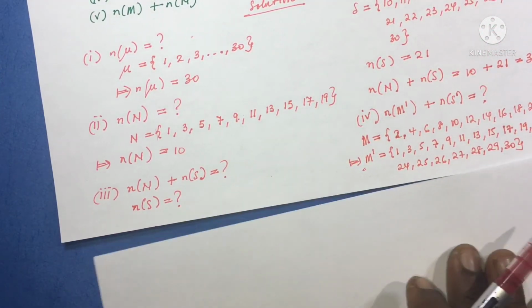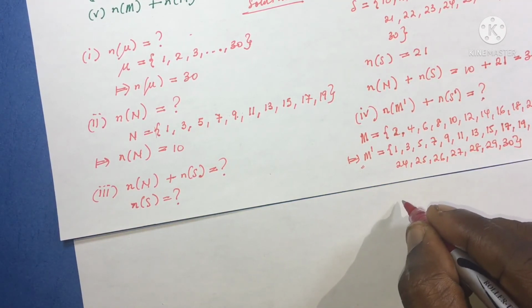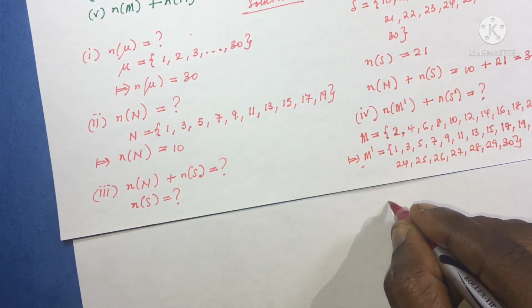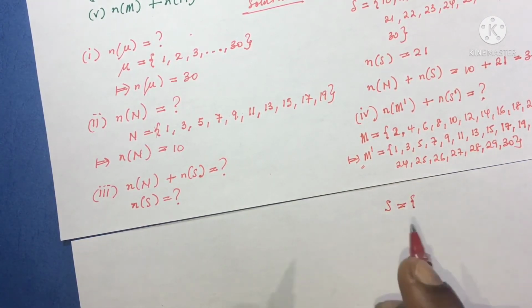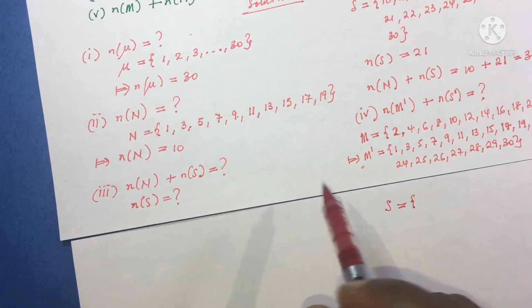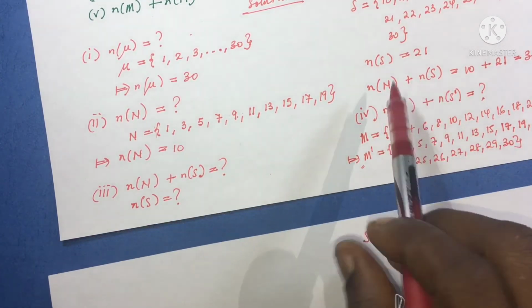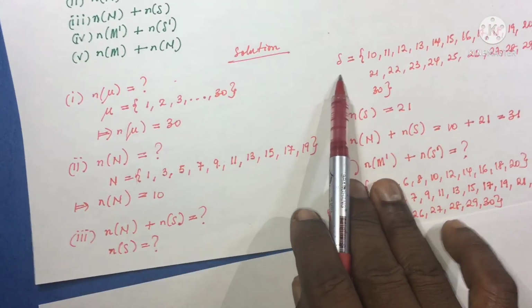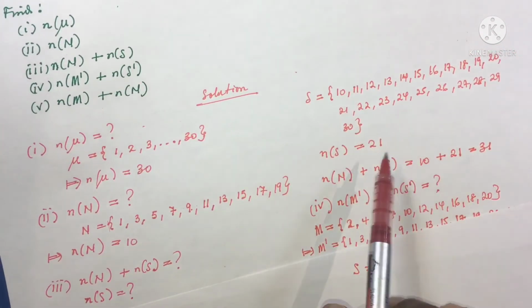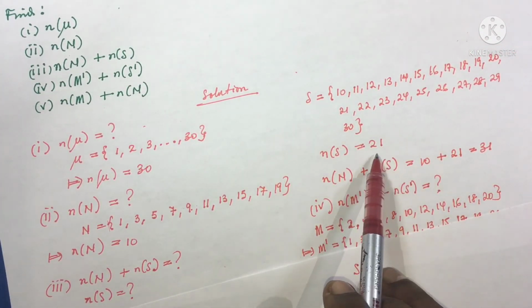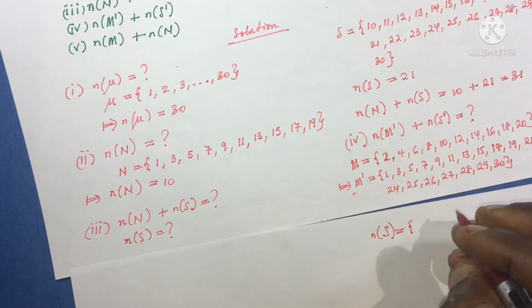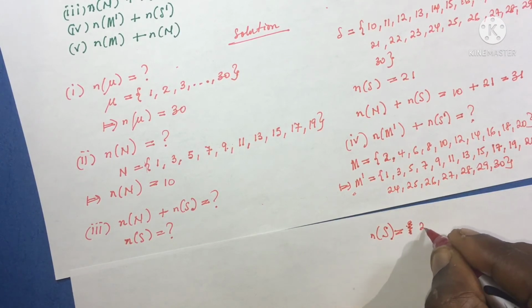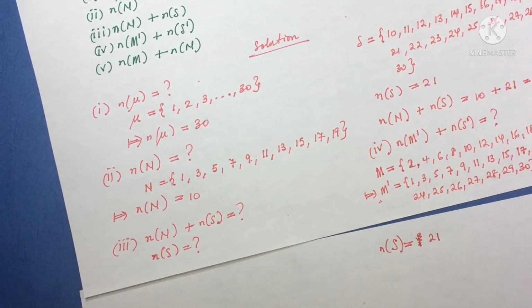Let us quickly look at S prime. So we are going to start with obtaining S. Remember, we obtained S as above. We obtained S to be this set here, this set containing 21 members. So n(S) we had already obtained to be 21. Now, what will be the complement of S?